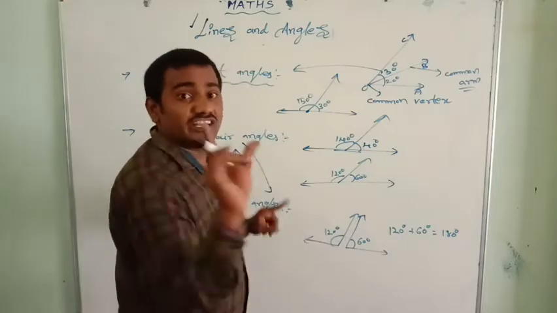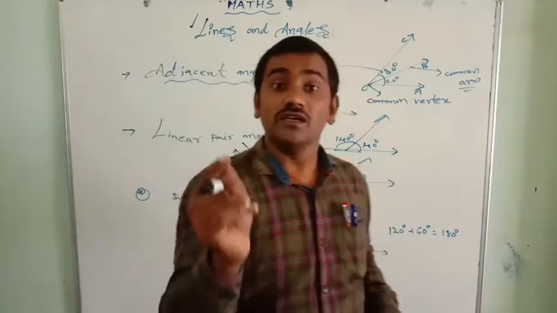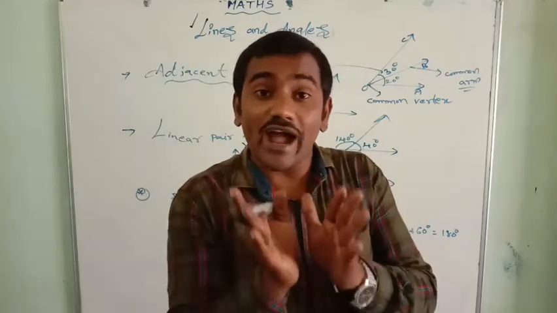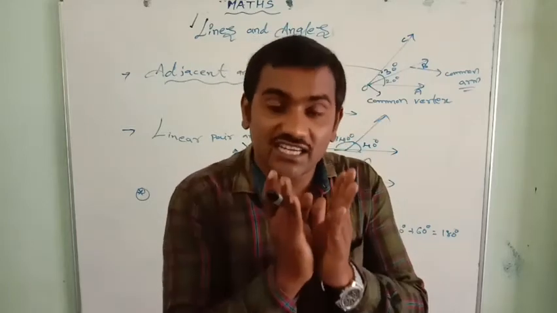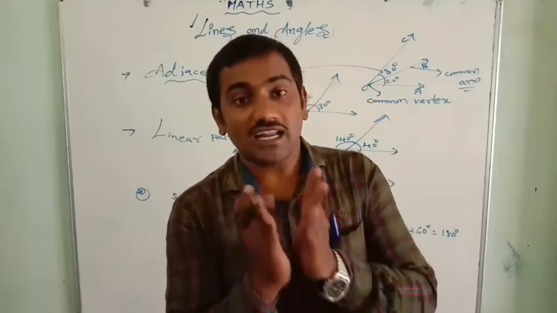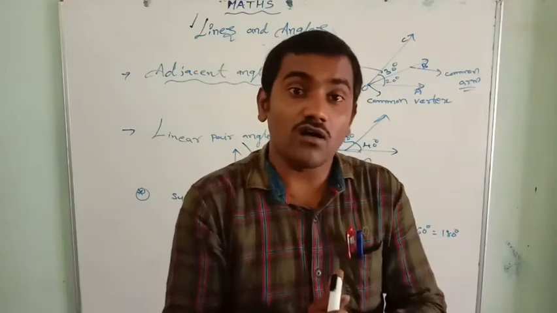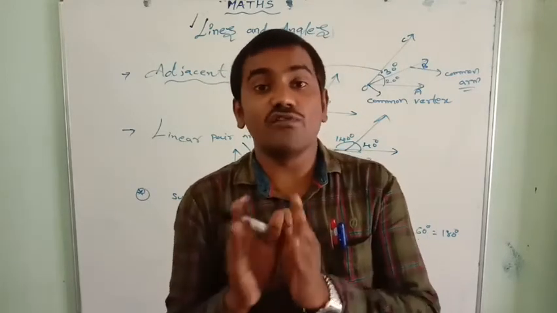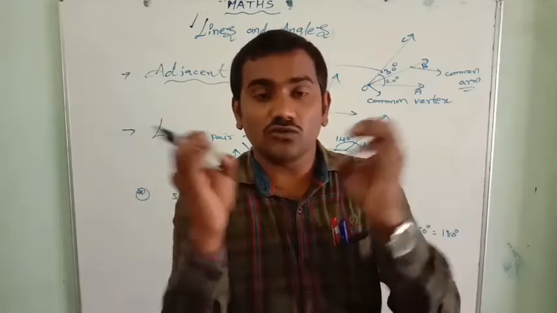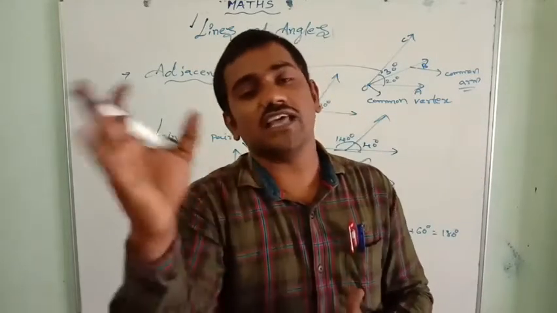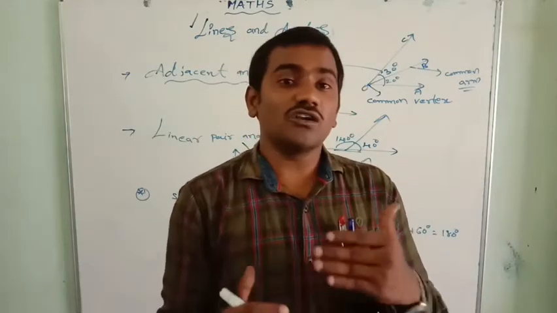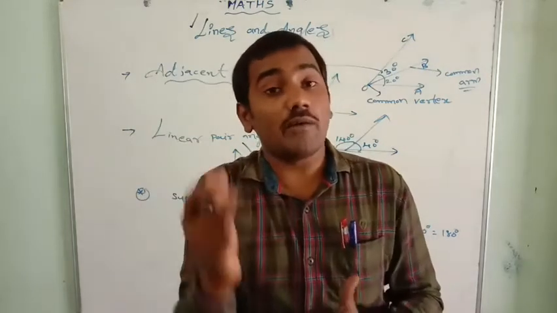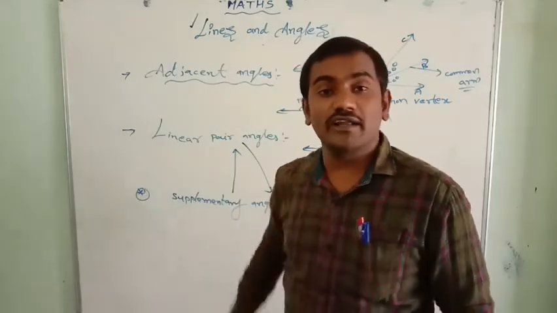But to talk about linear pair angles, we must think about whether the two angles are adjacent angles or not. Adjacent angles, in the sense that they should have a common vertex and a common arm. But in the case of supplementary angles, we won't think about that, we just add the two angles. If you are getting 180 degrees, they are supplementary. We won't think about the common vertex and common arm in the case of supplementary angles.